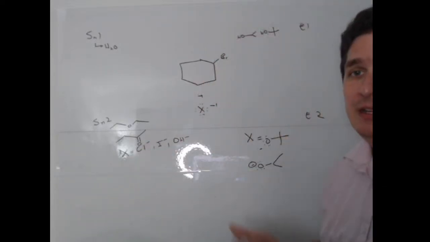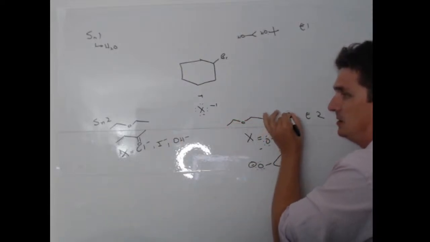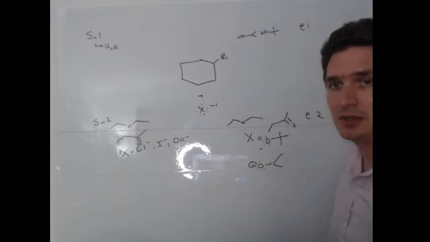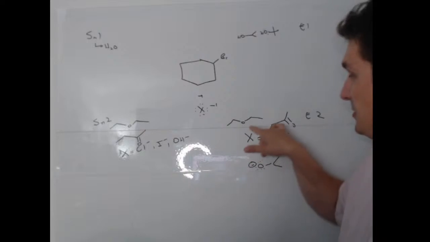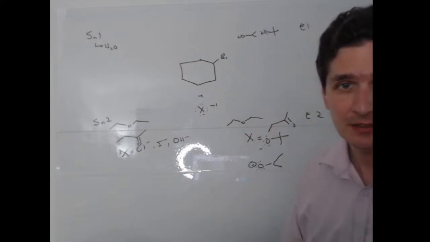If we want to go by an E2 mechanism, we're going to work with, again, our ether and our ketone here. These are both very nonpolar. They're not going to be able to react.